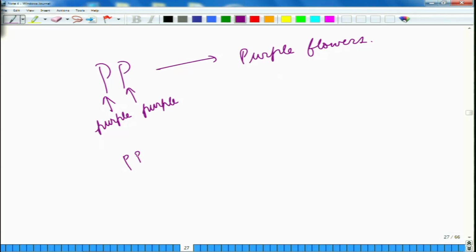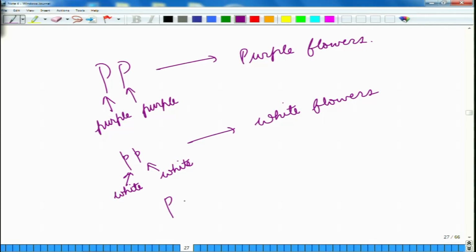If you have a small p, so let us write it like this. The first one codes for white, the second one also codes for white. So in this case we get white flowers. But what do we have when we have a capital P with a small p? Here this one is coding for purple and this one is coding for white.